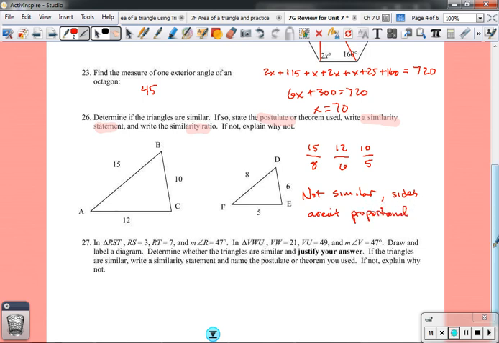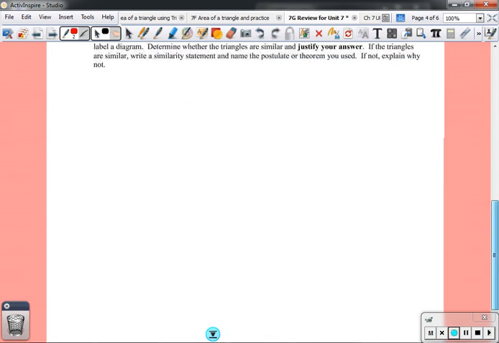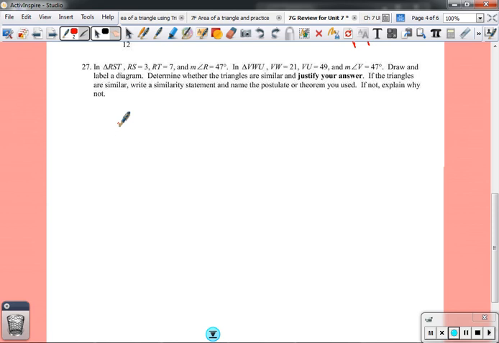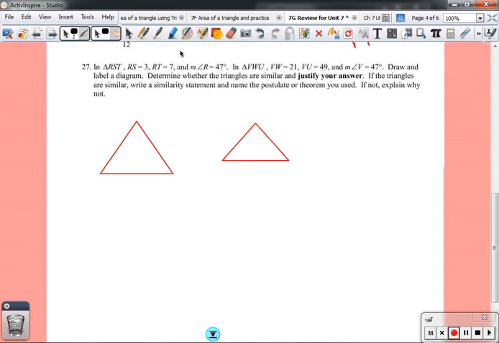All right. In triangle RST, whoa. So let me draw that triangle. I'm just going to get a little bit neater with our work here. We'll just draw a triangle, and I'll draw another one. All right, triangle RST, and these aren't drawn to scale, but that doesn't really matter. It just gives me something to work with. RS is 3, RT is 7, and angle R is 47.